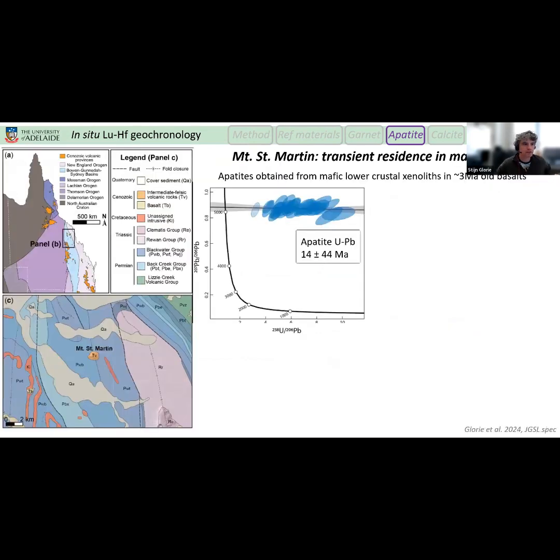Now, just to finish off apatites, last slide on that, to further test the robustness of the methods, we also looked at some xenoliths. This is in a young basaltic melt in Queensland, where we know that the basalts are very young. They erupted at around 3 million years ago. We tried to date apatites by the U-Pb system.